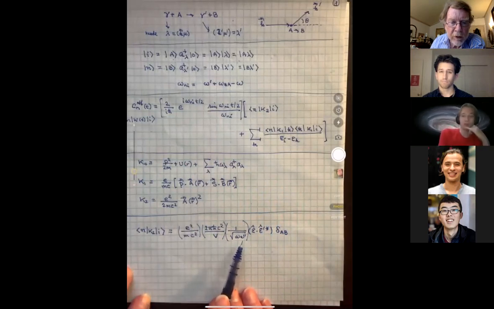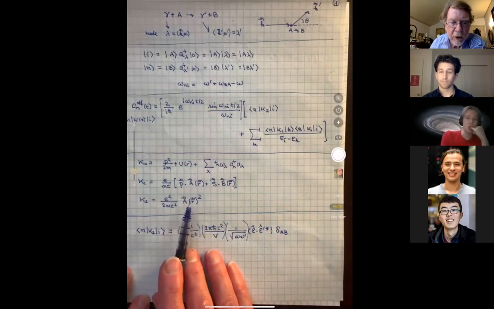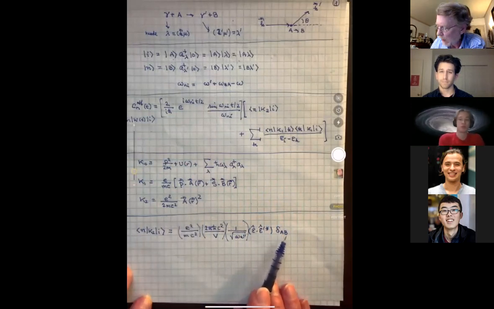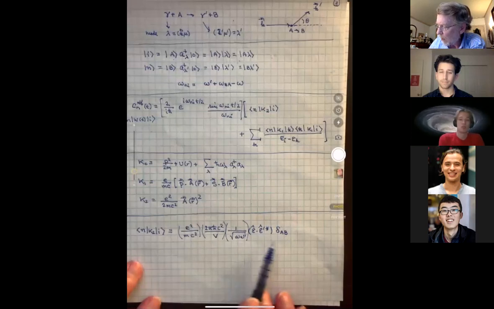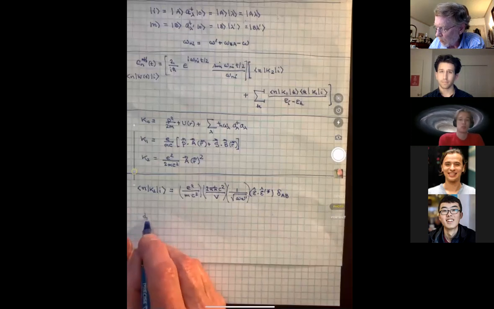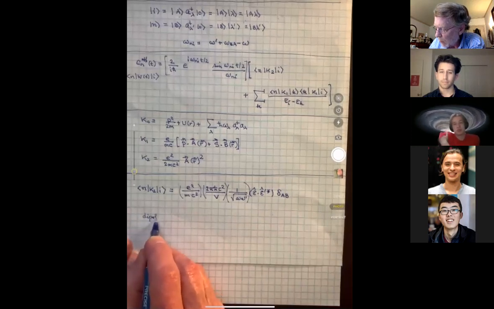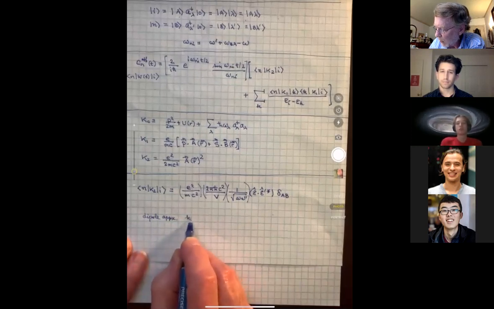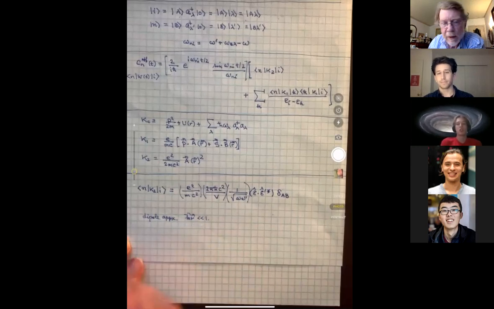Square roots of 1 over frequencies, which are contained inside the Fourier series for the vector potential, and then a dot product of polarization vectors, and a Kronecker delta between the two atomic states. There are some comments I want to make about this result. One is that in deriving this result, we used the dipole approximation. The dipole approximation amounts to saying that K·r, or K dot R if you prefer, is much less than 1.